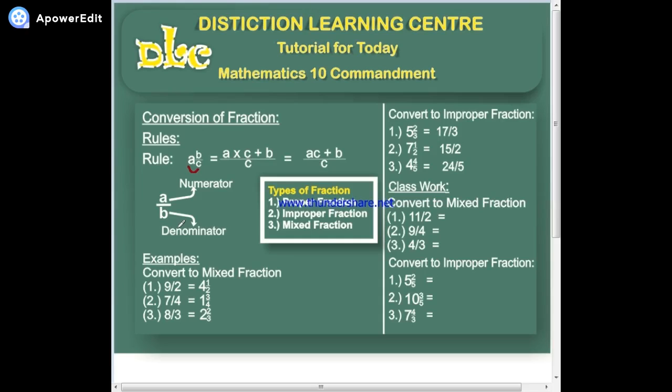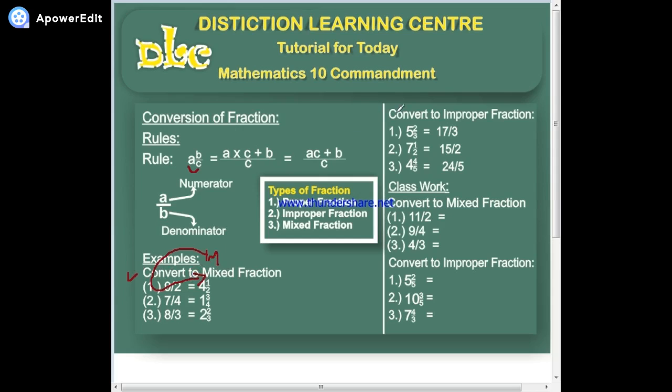Now, under the example section, it is classified into two. The first section is how we can convert from improper fraction to mixed fraction. That is section 1.